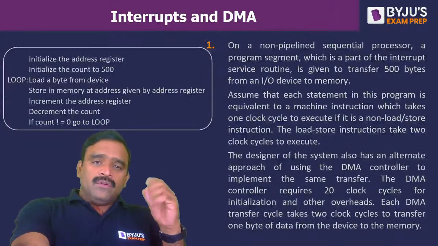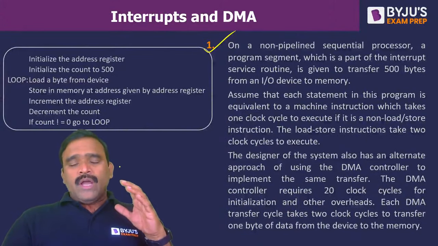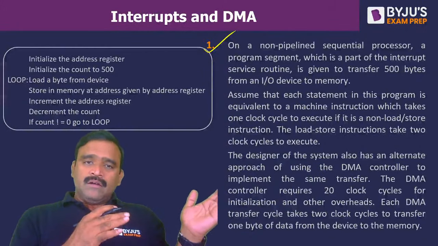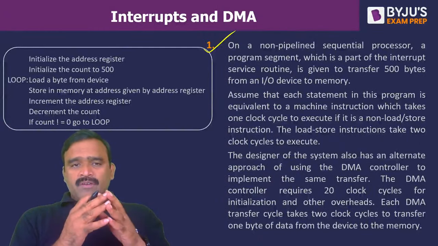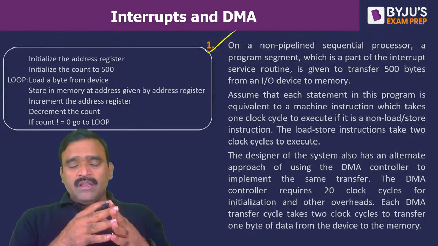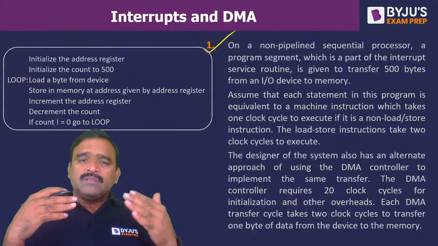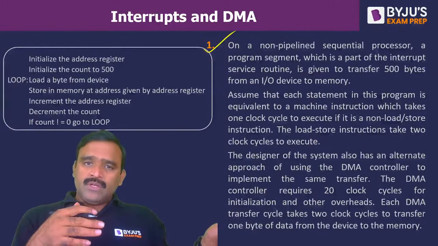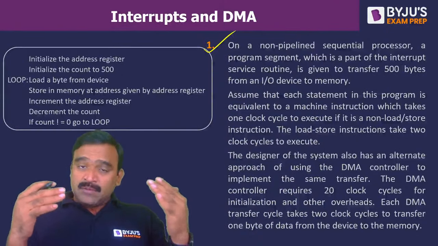Now let us start the session. This is the first question. Actually most of the questions are related to comparing the interrupt service and DMA. Both of these are meant for data transfer from IO devices to memory, and also from memory to IO devices. DMA is the most efficient kind of transfer technique, and there are programmed IO, interrupt initiated IO, and DMA.